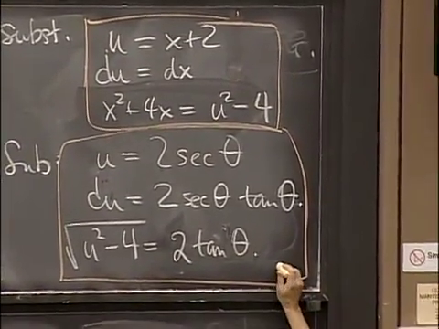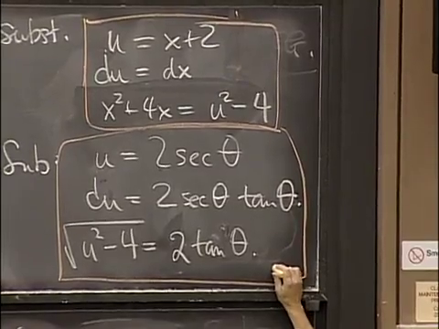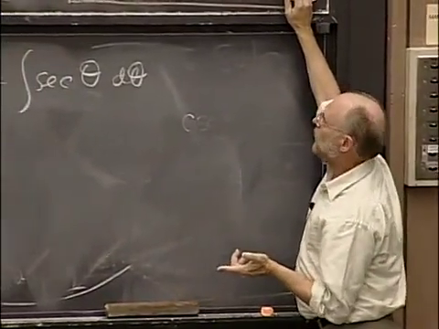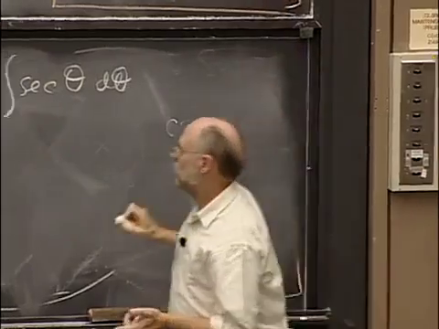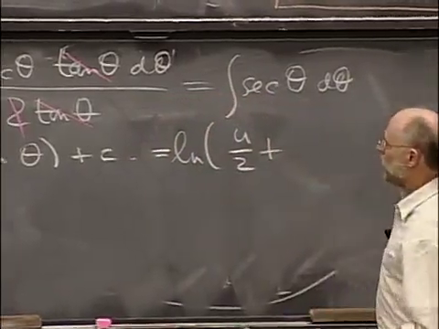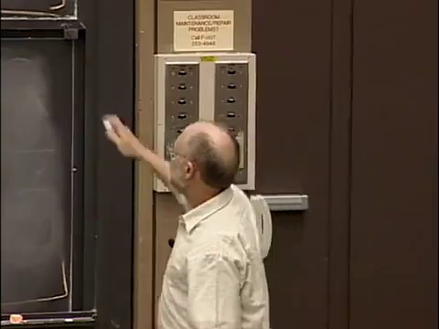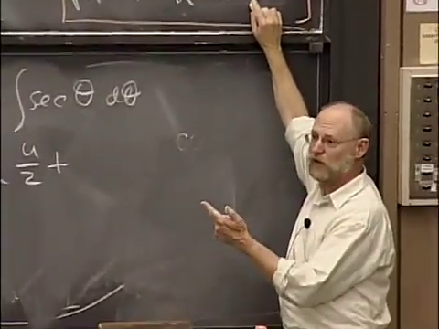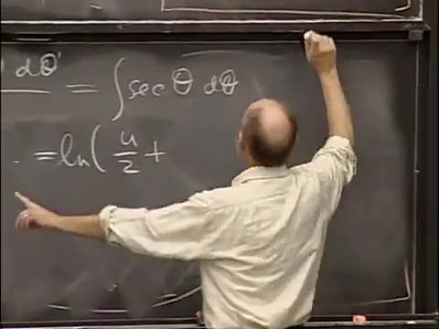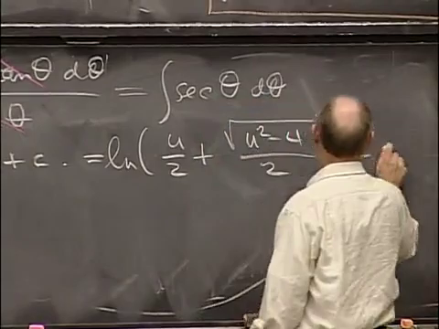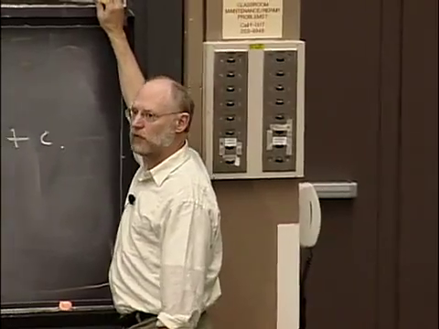I have this trig substitution here, and I could use my triangle trick if I need to, but maybe I don't need to. Do I know what the secant of theta is in terms of u? Well, I do. So I get the natural logarithm of u over 2. Do I know what the tangent is in terms of u? Well, I do. It's here. So I lucked out in this case, and I don't have to use that triangle trick. So the tangent of theta is the square root of u squared minus 4 over 2. Good. So I've undone this trig substitution.